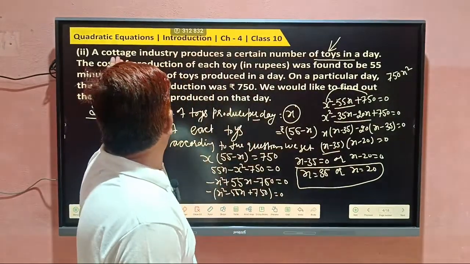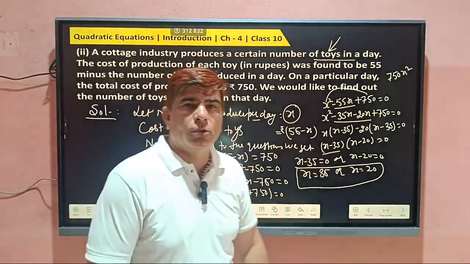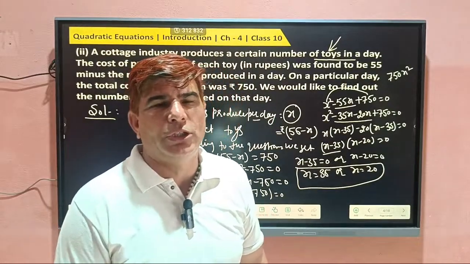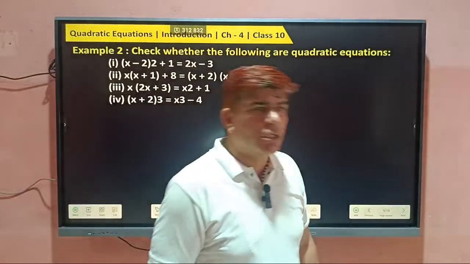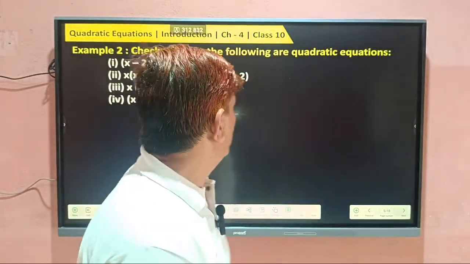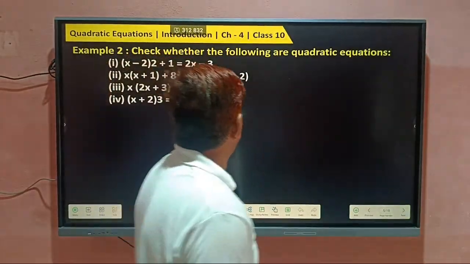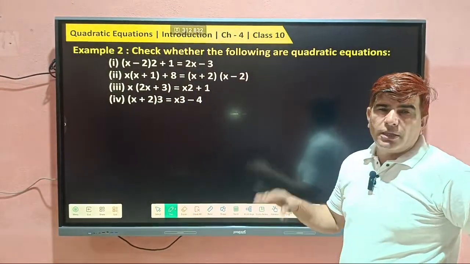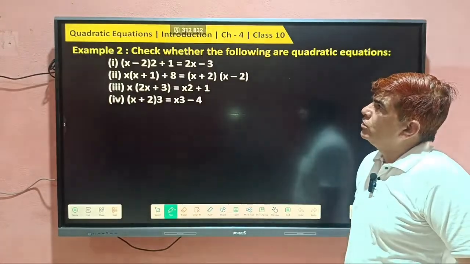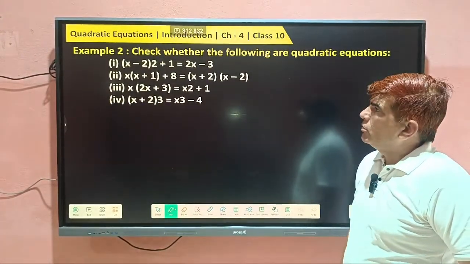Related to which topic? Quadratic equation, or we can say second part of it. Second part of it, meaning in this chapter. So here given, check whether the following are quadratic equations. You have to check whether these are quadratic equations or not. This you have to tell.